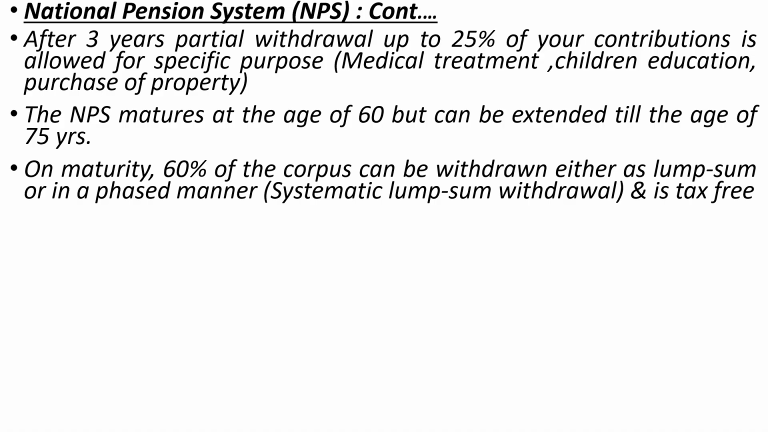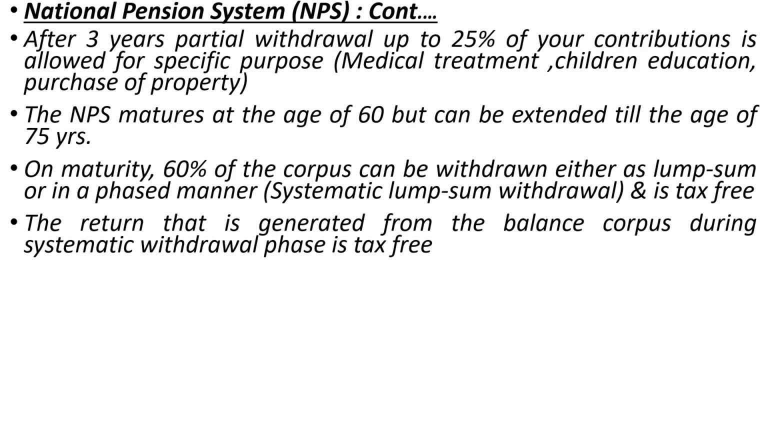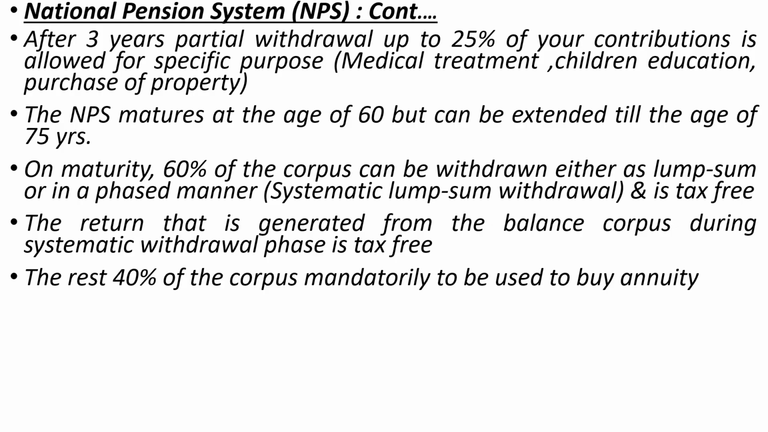On maturity, 60% of the corpus can be withdrawn either as a lump sum or in a phased manner called systematic lump sum withdrawal every month, and is tax free. The return that is generated from the balance corpus during the systematic withdrawal phase is tax free. The rest 40% of the corpus is mandatorily to be used to buy an annuity to get monthly pension.